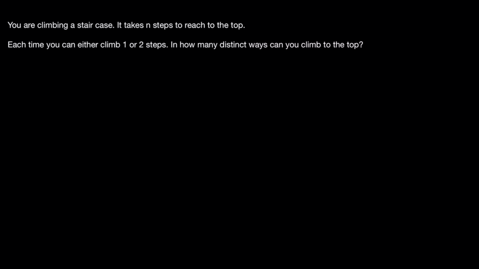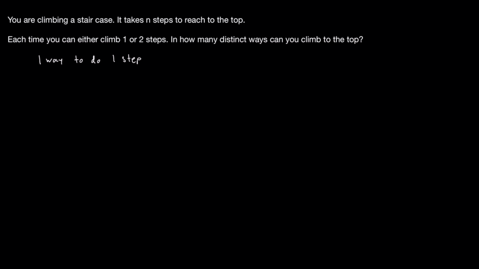First, what we can say for sure is that we're given 1 or 2 steps. Knowing that, we can say that there's only one way to do 1 step, and for 2 steps, we can have 2 ways. And I'm going to show you how that works. This is how we're going to show you to do 2 steps.